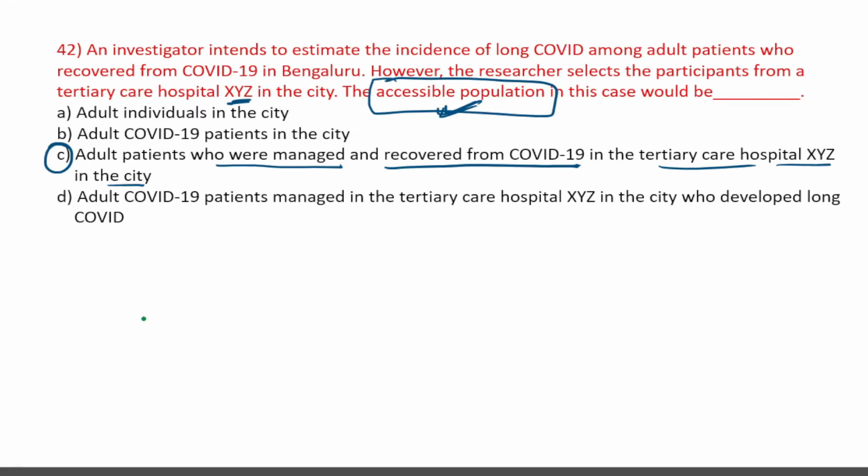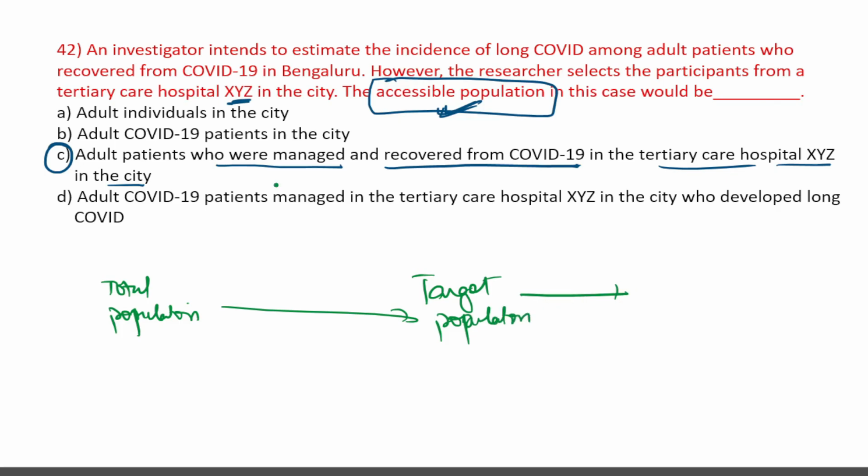See, let us have more clarity on this issue. This is the total population, or the main population. Then you have the target population. After the target population, what you have? You have the accessible population. So the investigator is intending to estimate the incidence of long COVID among adult patients who recovered from COVID-19 in Bengaluru. So already Bengaluru has been decided.